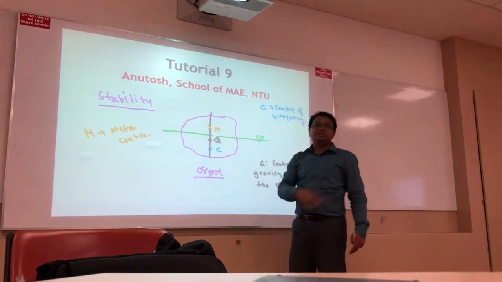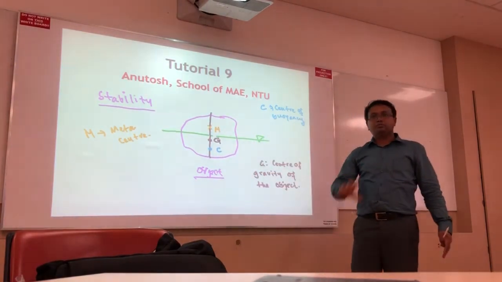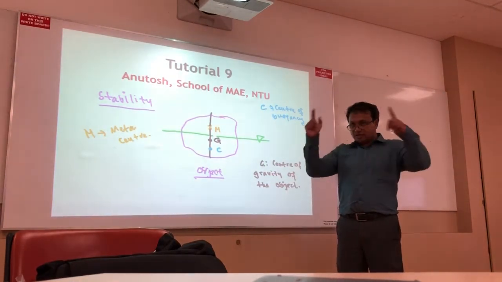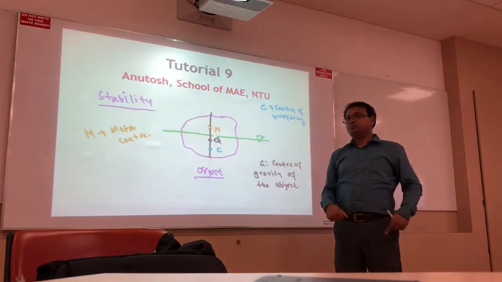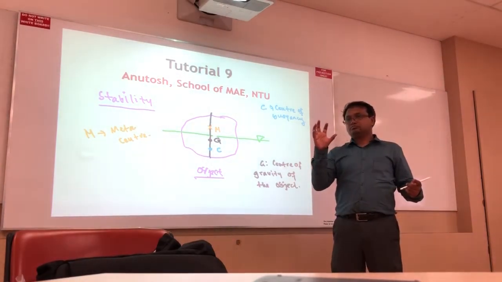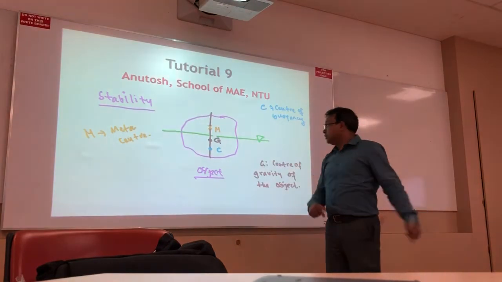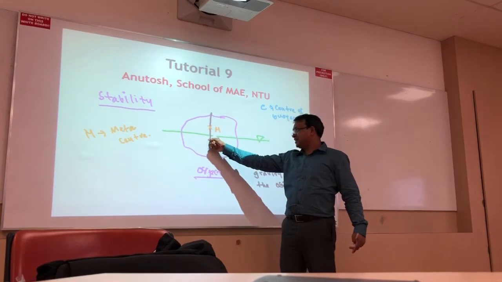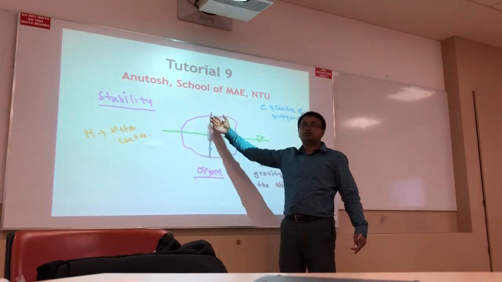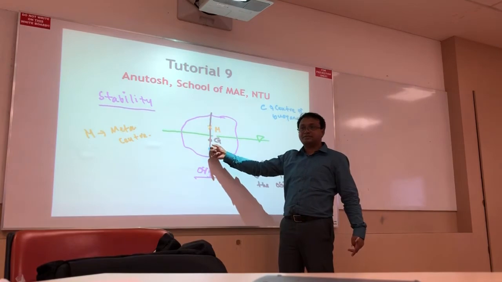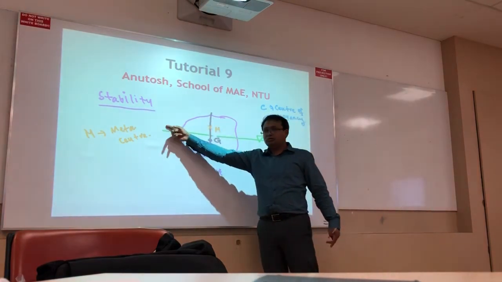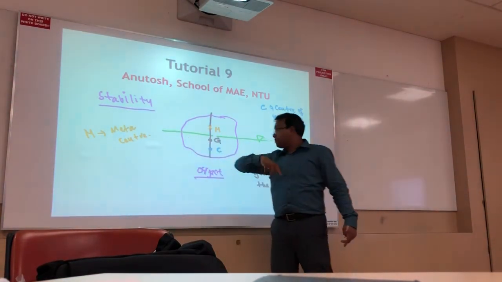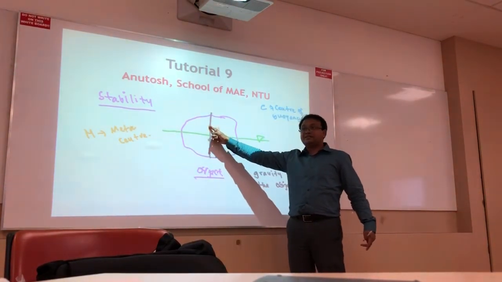And this object may be a different shape. It may be rectangular, it may be a cube, it may be triangular, or it may be circular. Anything, right? So I assume this is an object. This indicates the center of gravity of this object, because I put the object on water. So this is the water line. And this, I tell you, the metacenter.